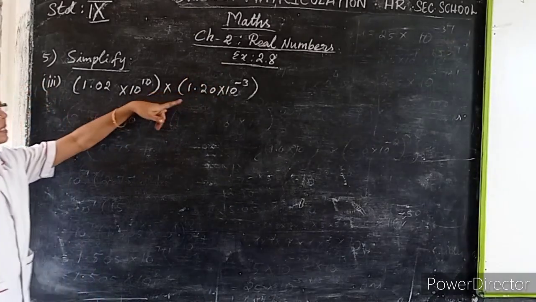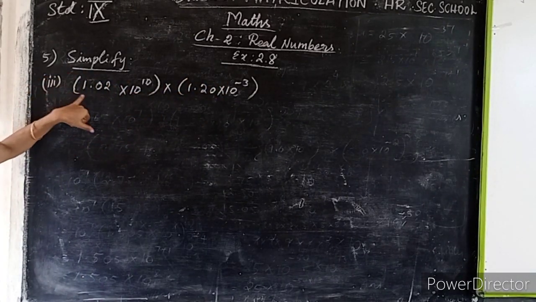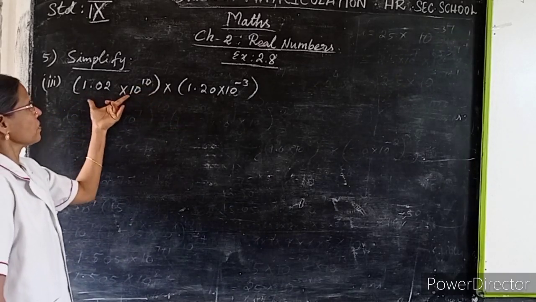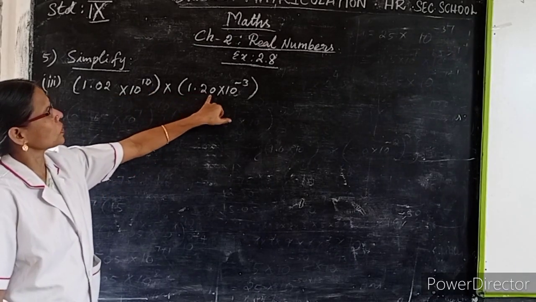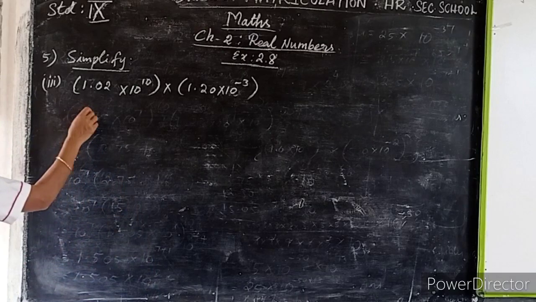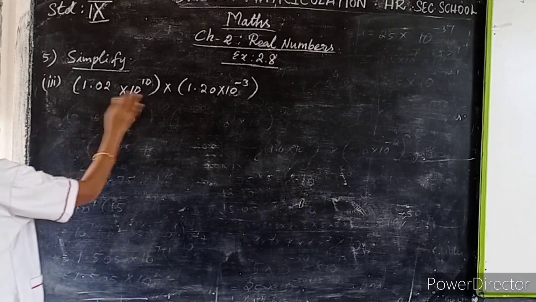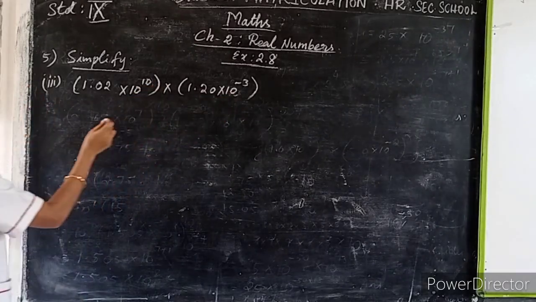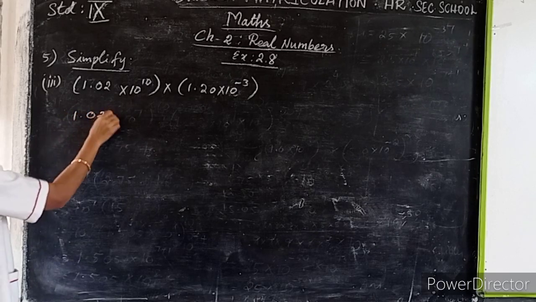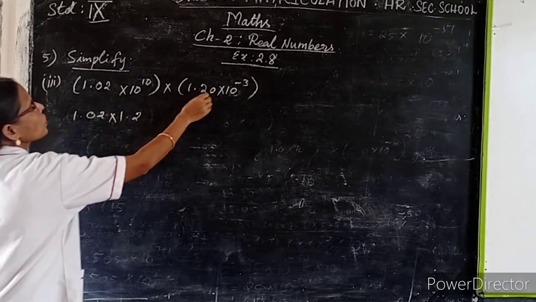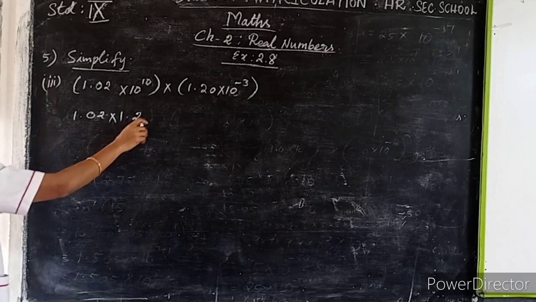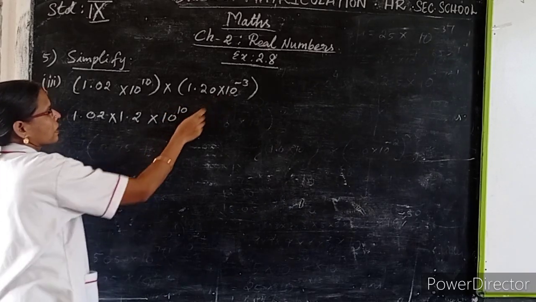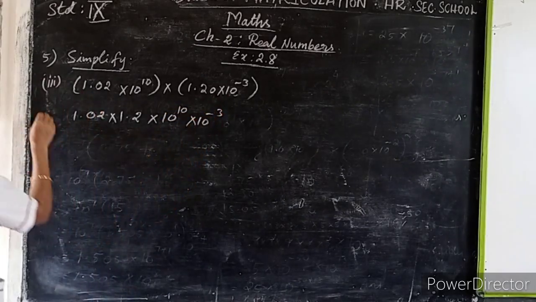Now from exercise 2.8 question number 5 third subdivision, simplify 1.02 into 10 to the power 10 into, so multiplication of two scientific numbers, into 1.20 into 10 to the power minus 3. So all multiplication only, just multiply the numbers and simplify this 10 to the power 10 into 10 to the power minus 3, 1.02 into 1.20. There is no value for this zero so we cut that zero, into 10 to the power 10 into 10 to the power minus 3.